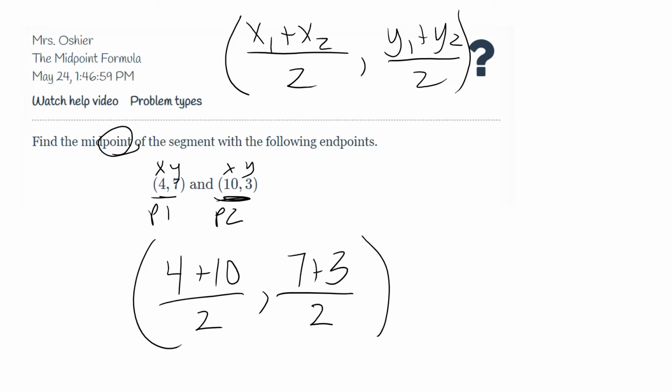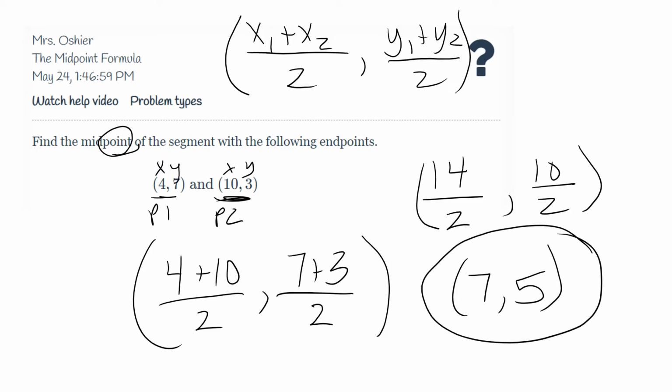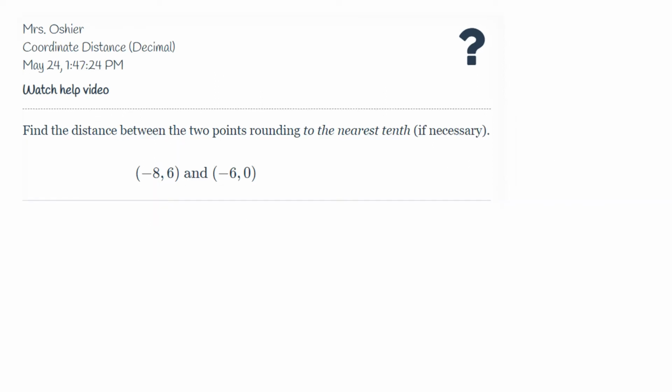I'm going to keep that going, so I have 14 divided by 2 because 4 plus 10 is 14. 7 plus 3 is 10. So 14 divided by 2 is 7. 10 divided by 2 is 5. It's okay if you get a 0.5 or something like that. That's normal with midpoint, but that's my final answer. Parentheses and comma necessary.